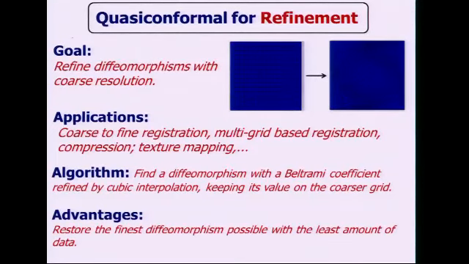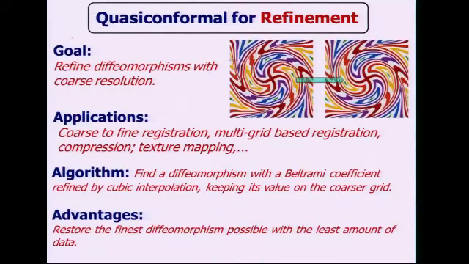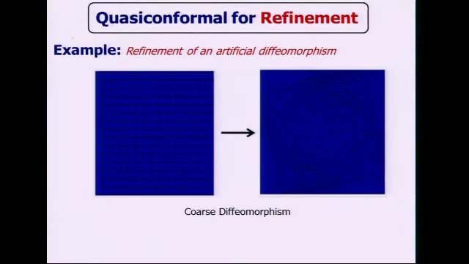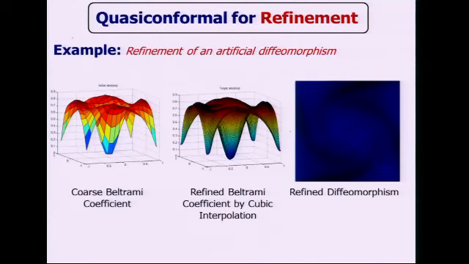Let me show you some examples. Okay, so we have a coarse diffeomorphism. It looks like this. We want to refine it. First, we compute the coarse Beltrami coefficient of the diffeomorphism, and then we refine the Beltrami coefficient on the finer grid using cubic interpolation. Then from this refined Beltrami coefficient, we reconstruct the diffeomorphism. And this is the reconstructed diffeomorphism. You can see that the refined diffeomorphism is a smooth refinement that captures the deformation patterns.